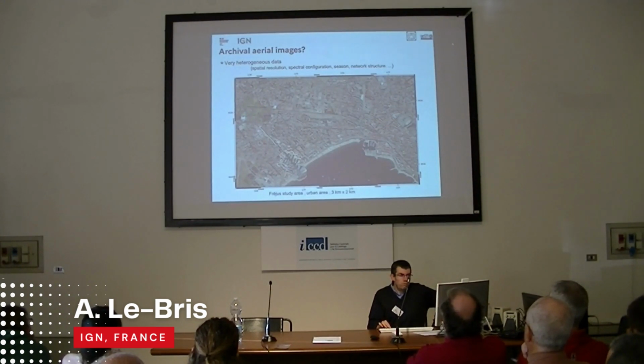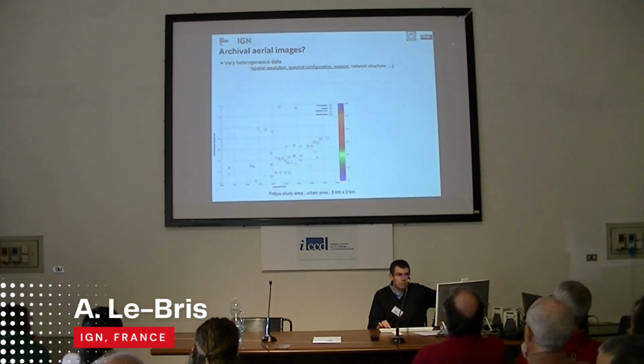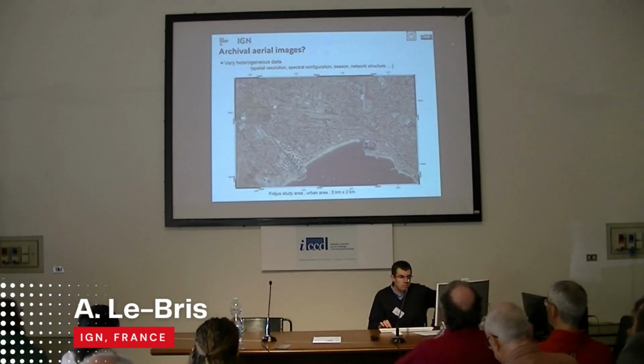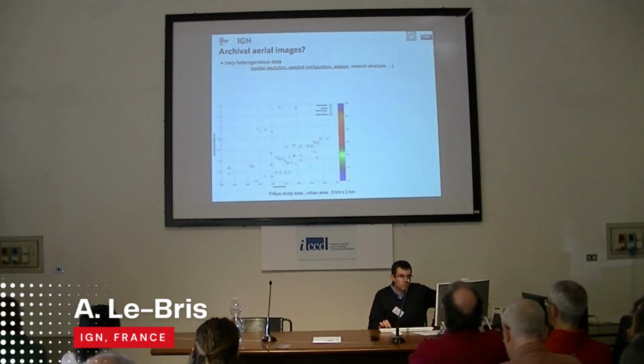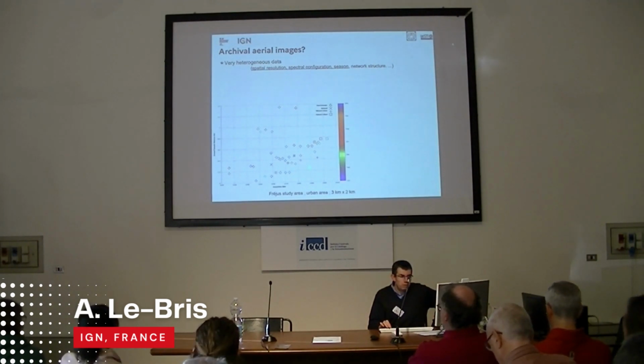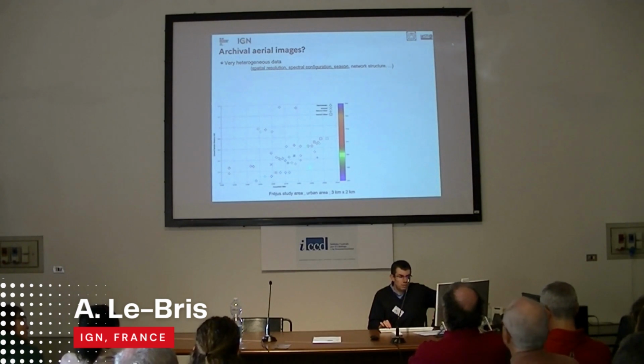However, we have to cope with very heterogeneous data, considering spatial resolution, spectral resolution, and acquisition season. Here is a small example on this area. We listed all real acquisitions over this part of the country during the whole aerial acquisition period, and we can see that we have panchromatic, infrared, natural color, and infrared colored images.